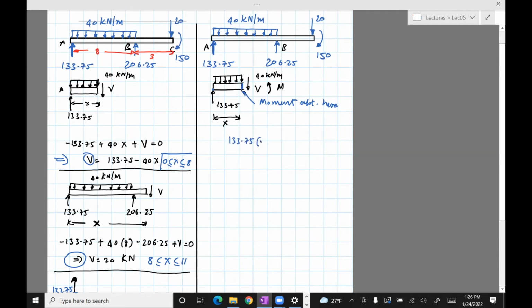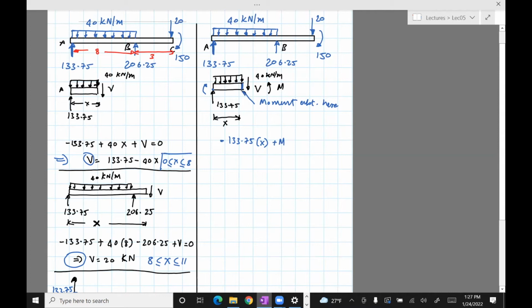If you take the moment about that point, you would have 133.75 acting at a distance of x from the point at which I take the moment. And you can see that would induce a clockwise moment. Since clockwise is negative, and counterclockwise is positive, I would put a negative sign. Okay, so then there's M, which is counterclockwise, positive.